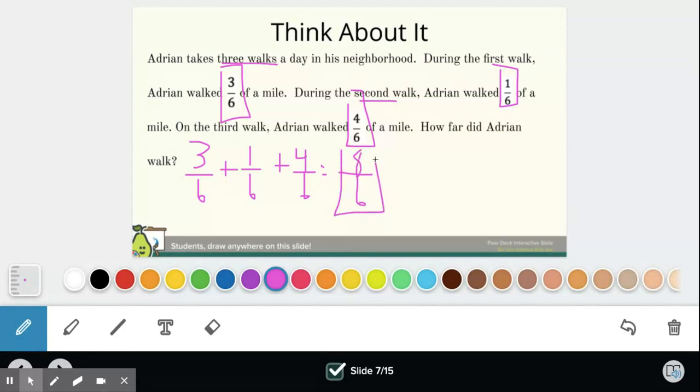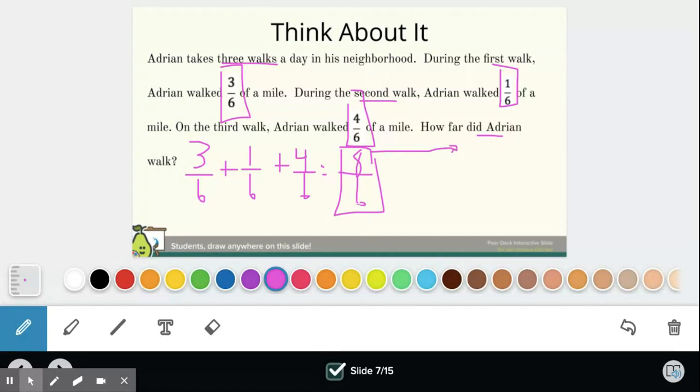Now, we want to change this to a mixed number for this question because it's asking how far did Adrian walk. It doesn't really make sense to say 8/6 of a mile. So we're going to turn this into a mixed number right now. And let me draw a visual here. And let's stick with the same color here for this improper fraction, 8/6. Okay, so right over here.